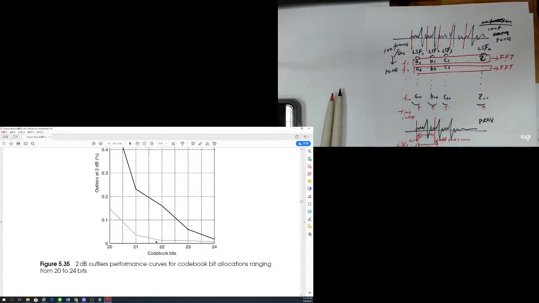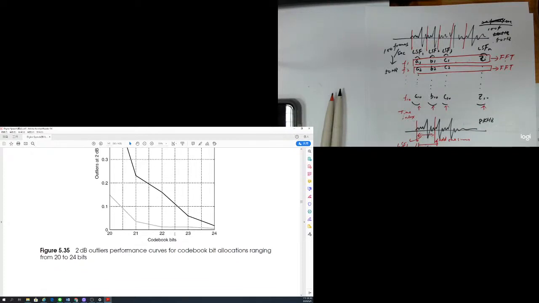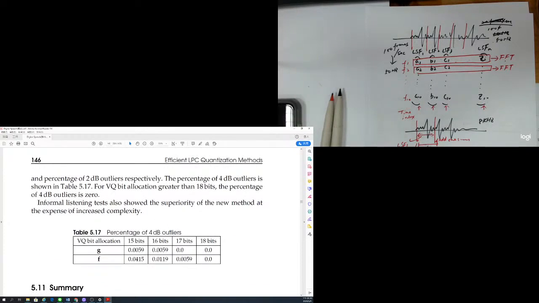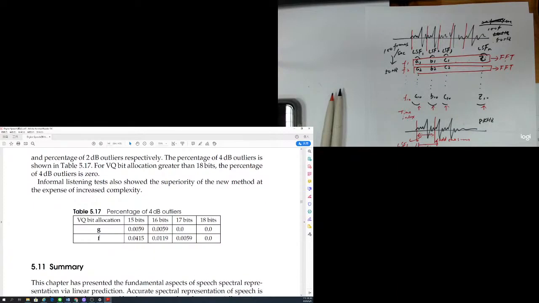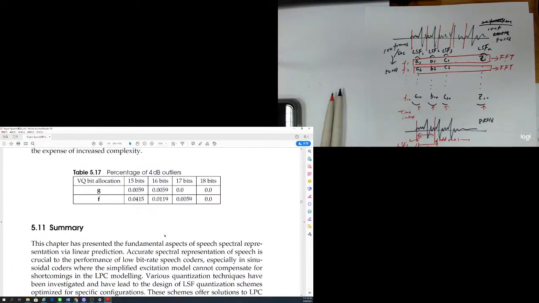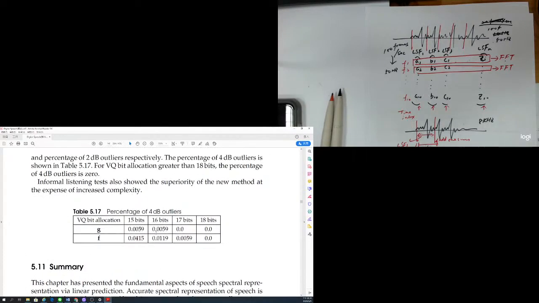Sometimes the outlier gives a very clear contribution. You can see if we consider the 4 dB outlier, with a low pass filter during the coding, the performance is better. So this one is critical.